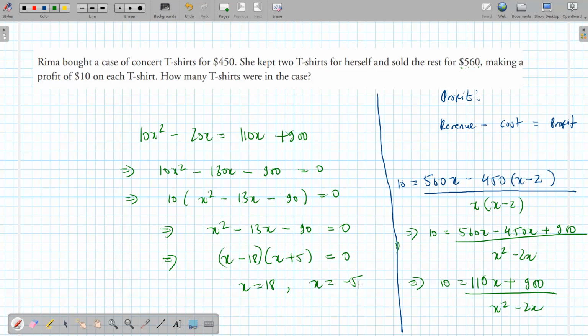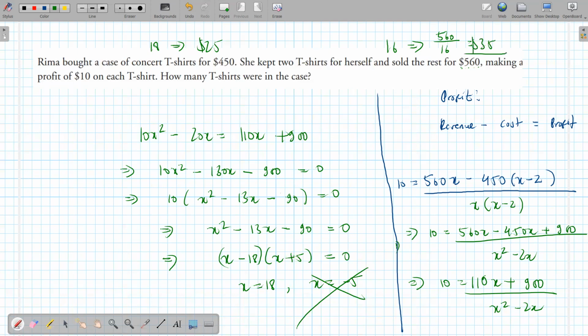Does the number of shirts being negative 5 make any sense? No, it does not. So there were 18 shirts in the pile. What does that mean? That means she bought each shirt, there were 18, so her cost was 25. So that means she kept 2 shirts and sold the remaining 16 for 560. That means she sold each for 560 divided by 16, which is $35.